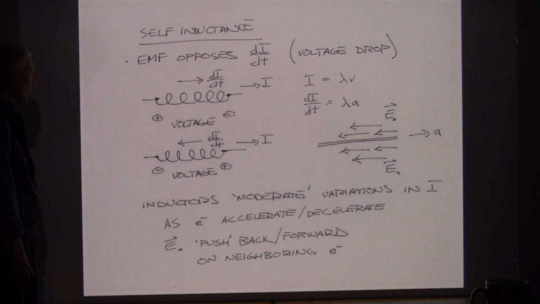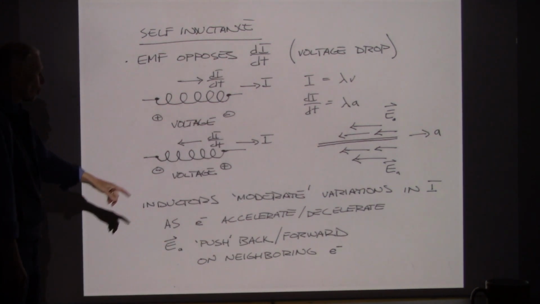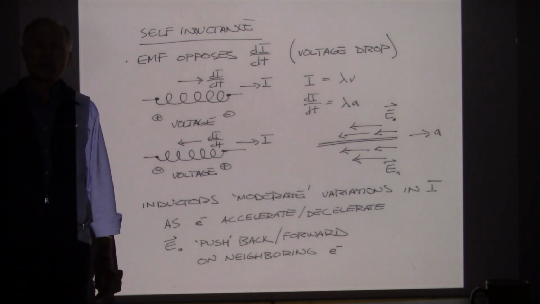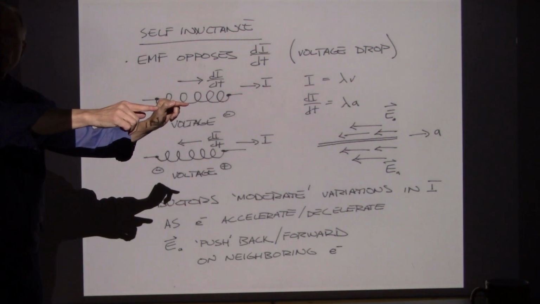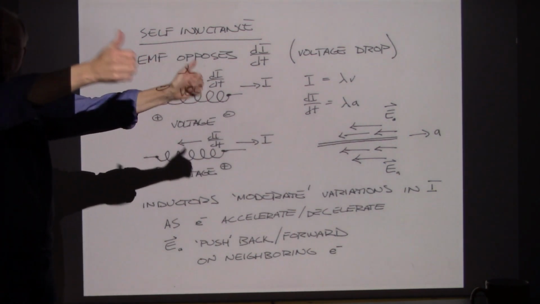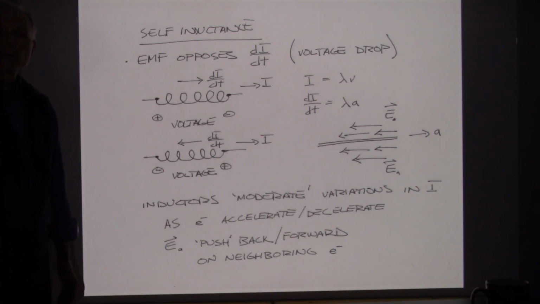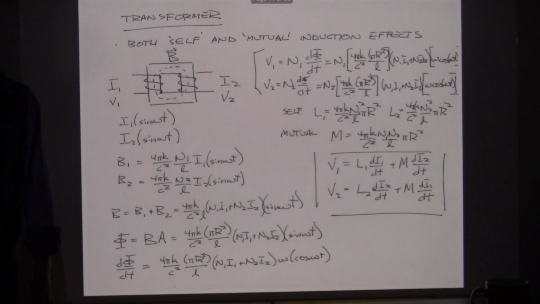The electrons are either accelerating or decelerating. They're speeding up or slowing down. And the electric field will push backwards or forwards on neighboring electrons. Electrons that are slowing down push forward on neighboring electrons. Electrons that are speeding up push backwards on neighboring electrons. And that's what moderates the changes in the current.